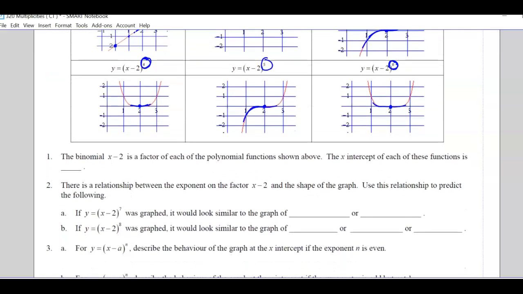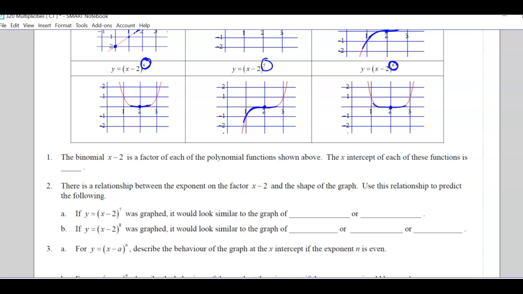Okay, so it says the binomial x minus 2 is a factor of the polynomial function shown above. The x-intercept of all of these is 2. There's a relationship between the exponent on the factor x minus 2 and the shape of the graph. Use this relationship to predict the following. When you graph y equals x minus 2 to the 7, would it look similar to what graphs?